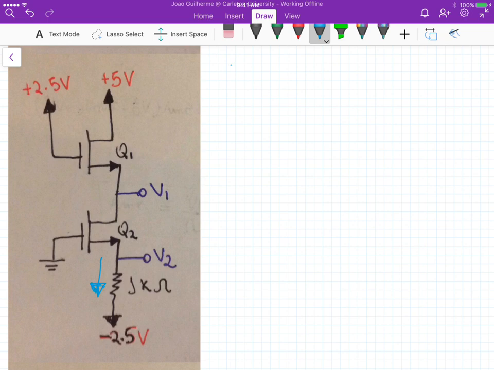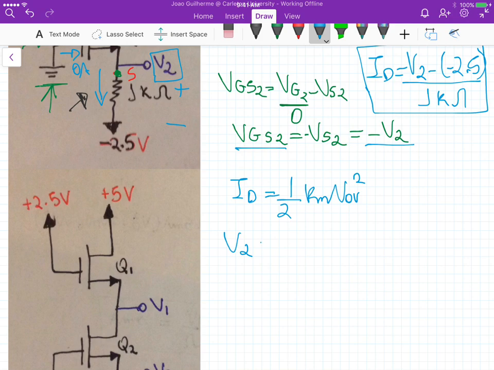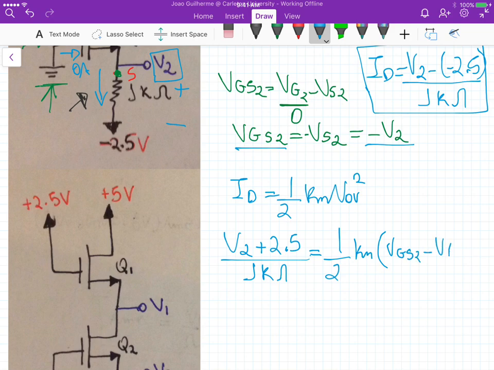So now we have ID equals one half Kn V overdrive squared. And if you remember, ID we just defined as V2 plus 2.5 divided by 1k ohm, and that's equal to one half Kn times V overdrive squared. Now what's V overdrive? V overdrive is VGS, in our case VGS2 minus VT, squared. And we know that this VGS2 here is actually minus V2.